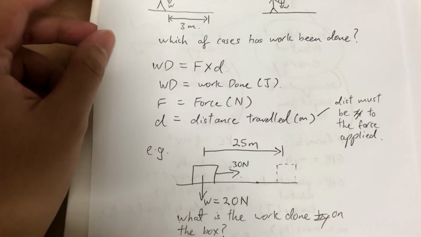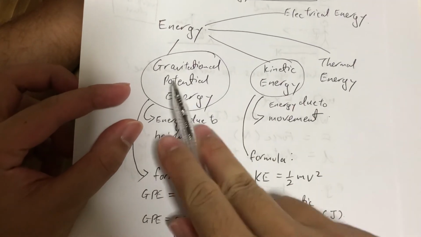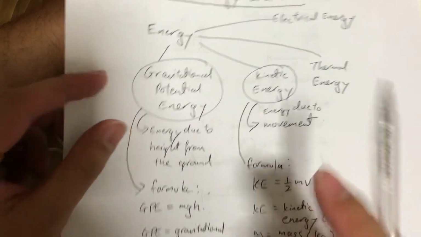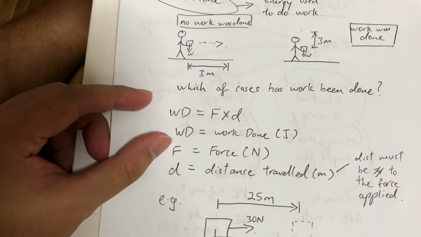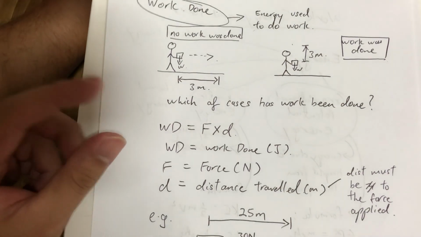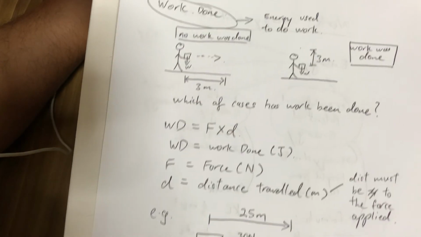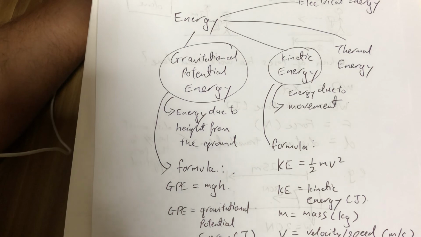So far we have learned three different things: gravitational potential energy, kinetic energy, as well as work done. I hope you have learned something from this chapter, from this simple video, and hopefully this video will help you in your learning.